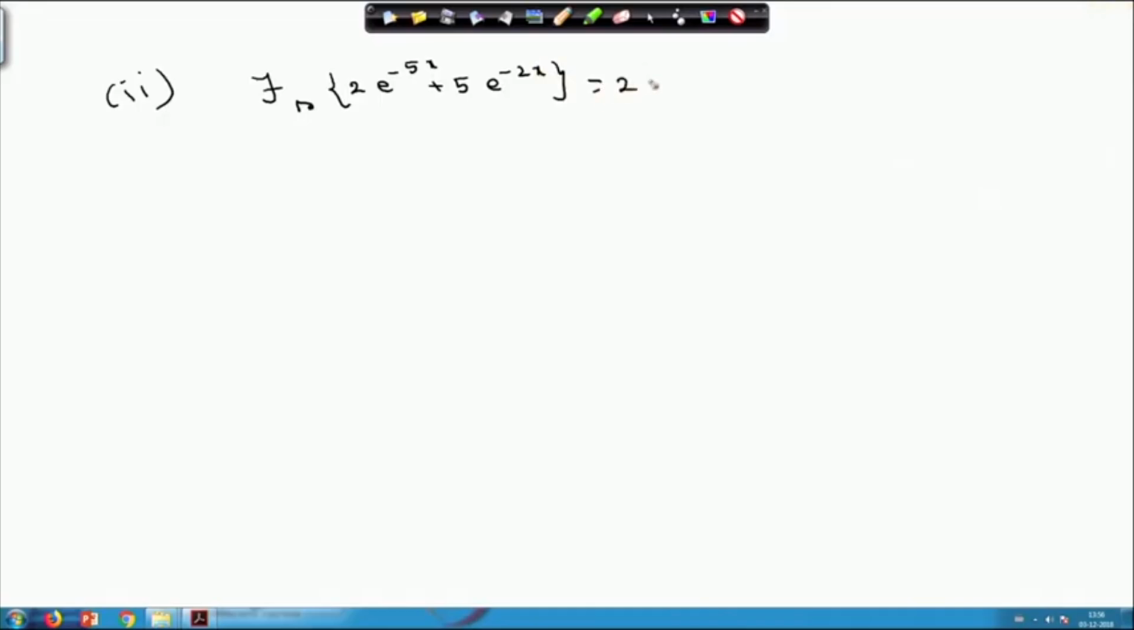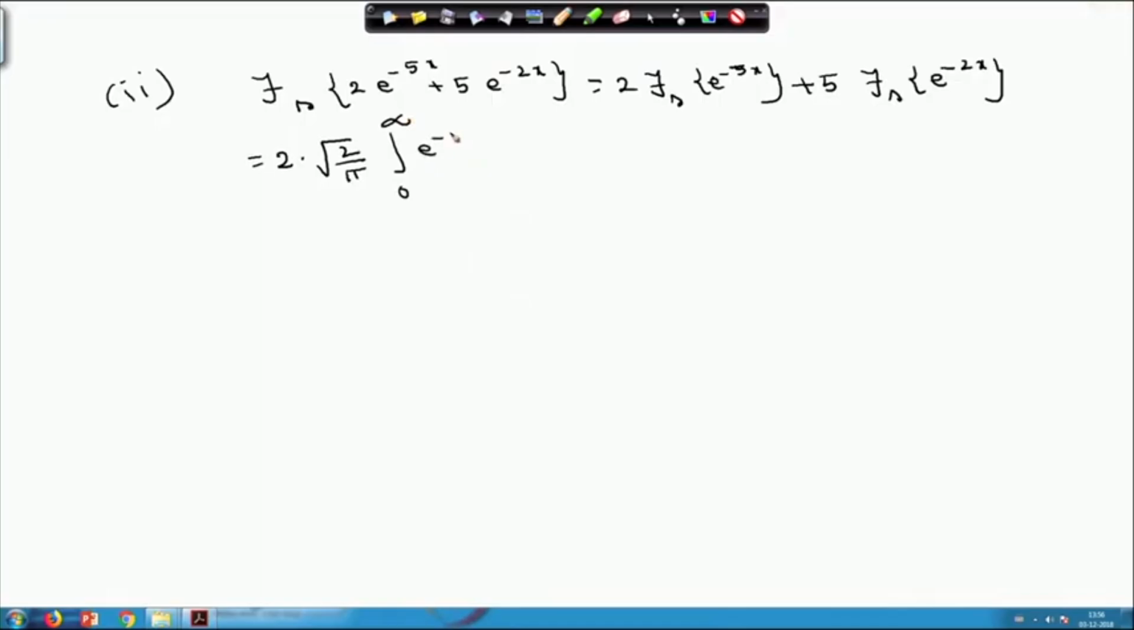equal to, again in the same way using the linearity property, you can write it as 2 into Fourier sine transform of e power minus 5x plus 5 into Fourier sine transform of e power minus 2x. So, this equals 2 into root over 2 by pi into integral 0 to infinity e power minus 5x into sine of alpha x dx, and this part will be 5 into root over 2 by pi, integral 0 to infinity, sorry, not minus 5x, but this will be e power minus 2x into sine of alpha x dx.